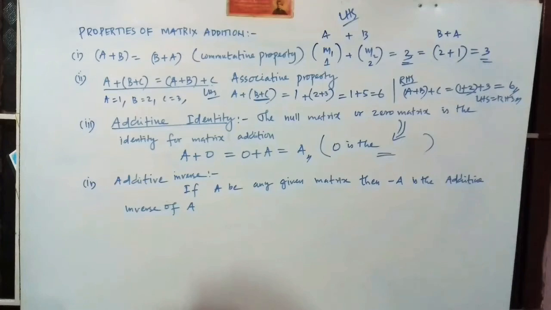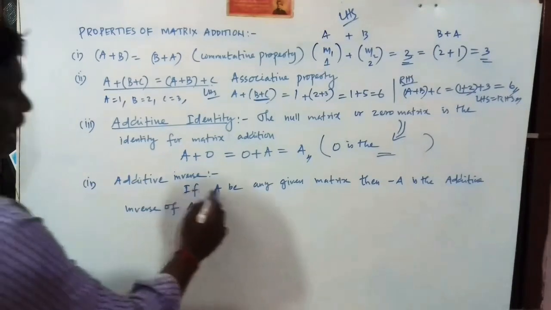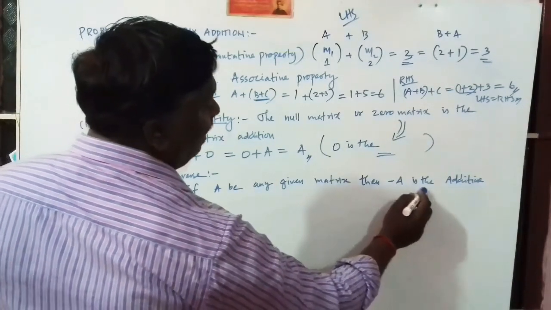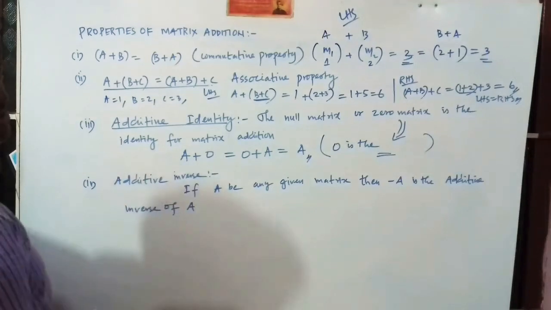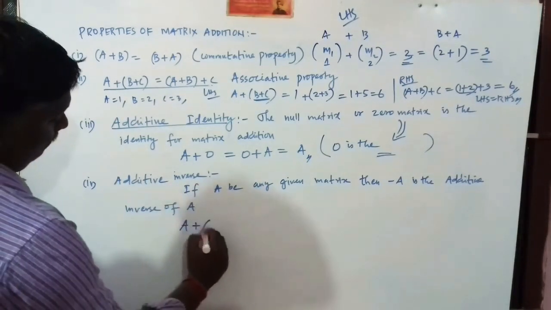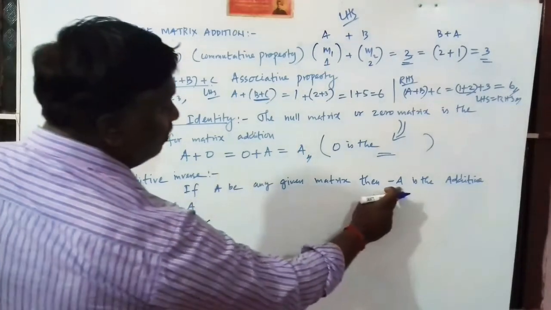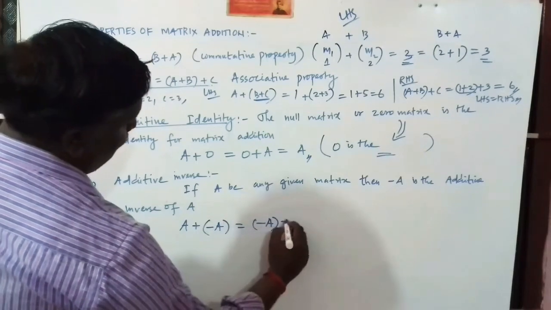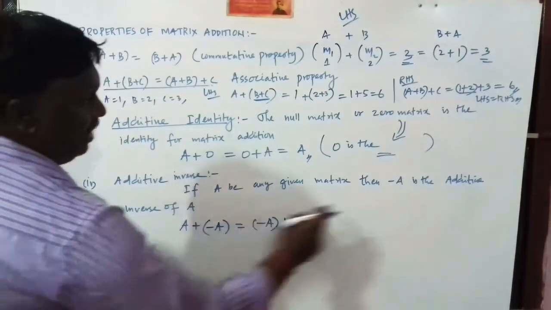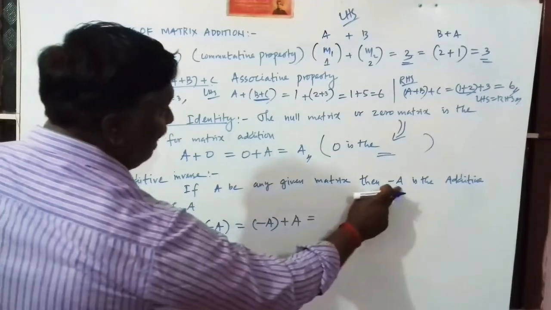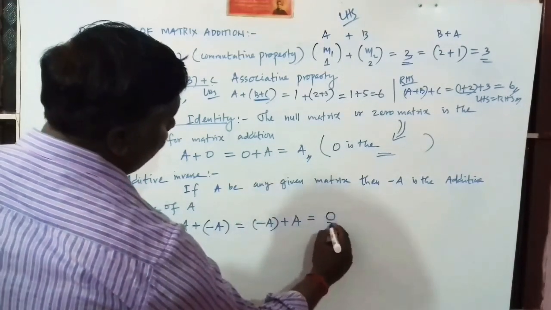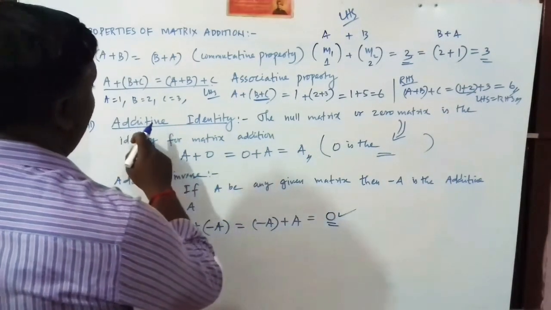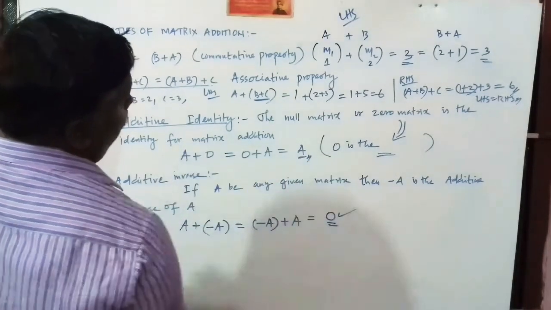The last one is additive inverse. If A be any given matrix, then minus A is the additive inverse of A. Therefore, the condition is A plus minus A equal to minus A plus A, which is equal to, what is the value? 0. Additive inverse is always 0, and additive identity is A. That's it.